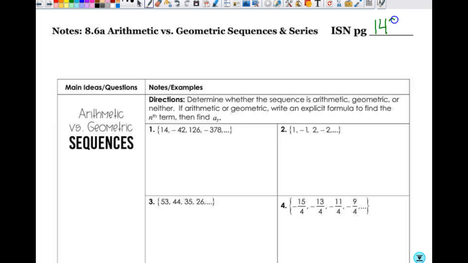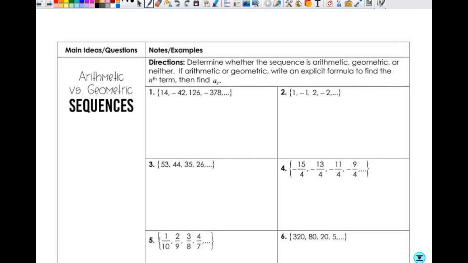Alrighty, so this is going on page 143 when we're done. We're going to look at arithmetic versus geometric. We've already learned all the stuff we need to be able to do for today, but we need to be able to distinguish between the different types of sequences.